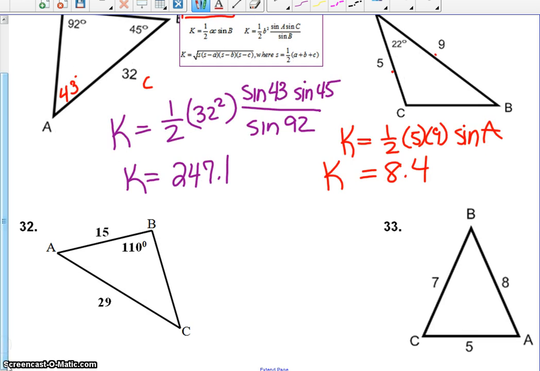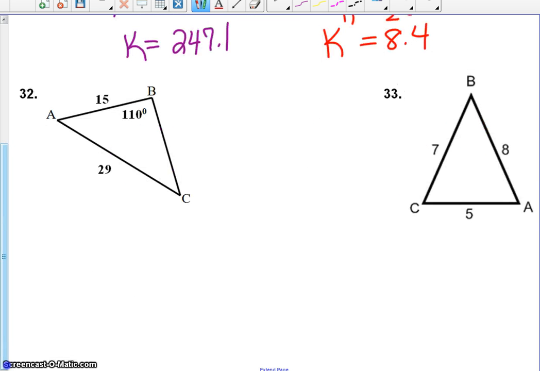I'm not so worried about that unit squared. So next one, I have two sides and the angle not included.